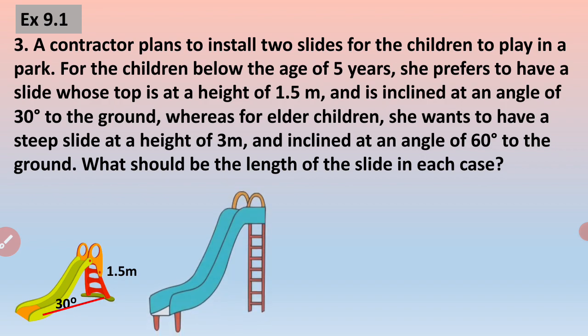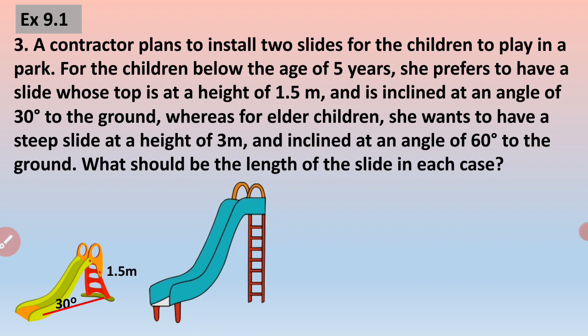Whereas for elder children, she wants to have a steep slide at a height of 3 meters and inclined at an angle of 60 degree. In this, the angle is 60 degree and the height is 3 meters. What should be the length of the slide in each case? We are going to diagrammatically represent this slide. Both the slides are shown and a well-labeled diagram is made.